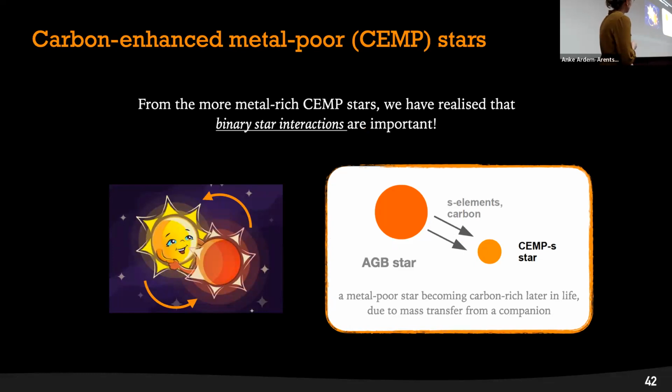So there's also some more metal-rich carbon-enhanced stars, and we've actually realized that they're not necessarily connected to the first stars, but they're connected to binary interactions. So they're stars in a double system where the star that is currently carbon-rich has actually gotten its elements from a dying low-mass star that has winds in which it's sending the carbon elements to this star today. So it wasn't born carbon-rich, but it became carbon-rich over its lifetime. And we can use the different elemental ratios to distinguish these different scenarios.